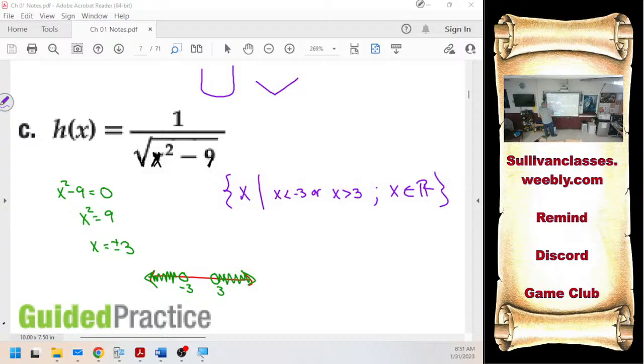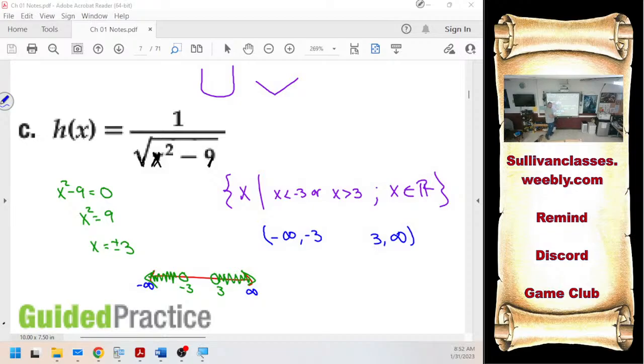Now that set builder notation looks pretty big and ugly. This is why we tend to use interval notation, negative infinity all the way until -3, 3 all the way to infinity. If I have that number line, it just tells me what to do. Negative infinity to -3, 3 to infinity, parenthesis or bracket. Can't touch infinity. Parentheses or brackets.